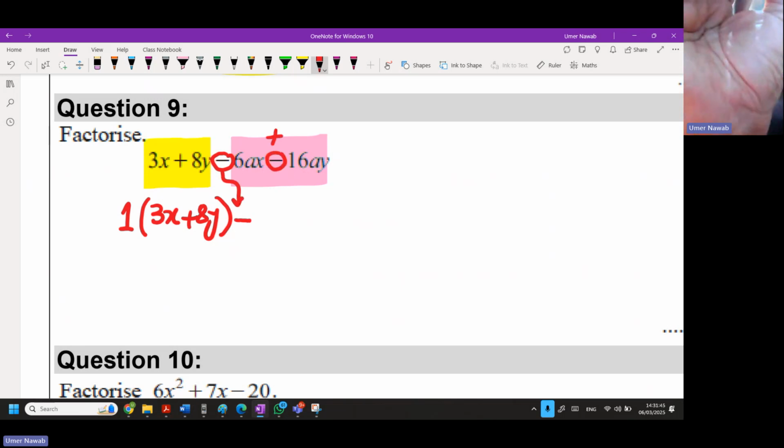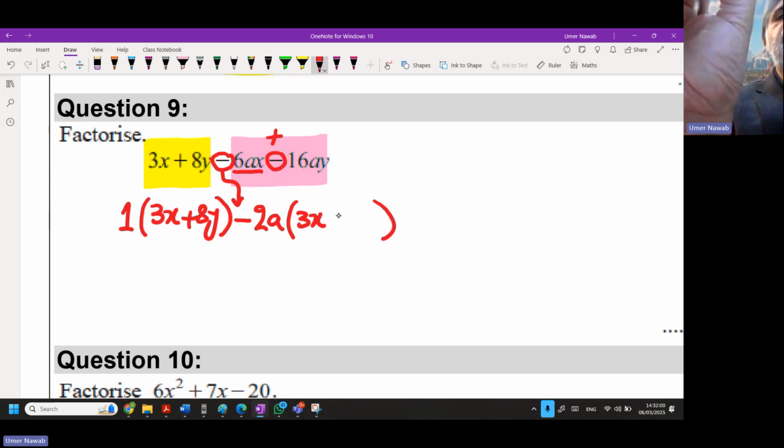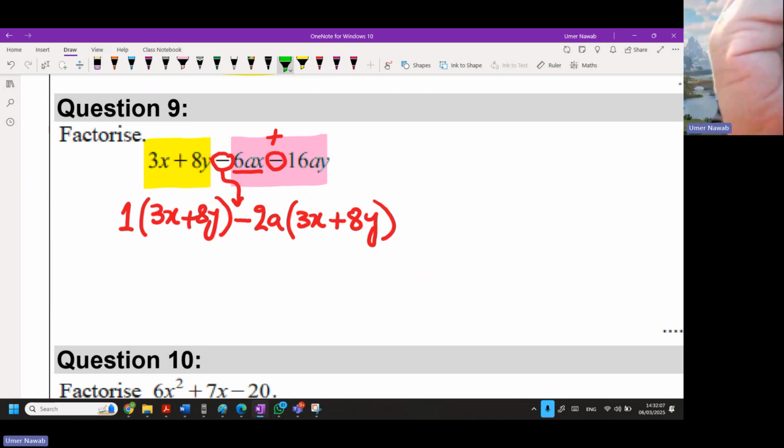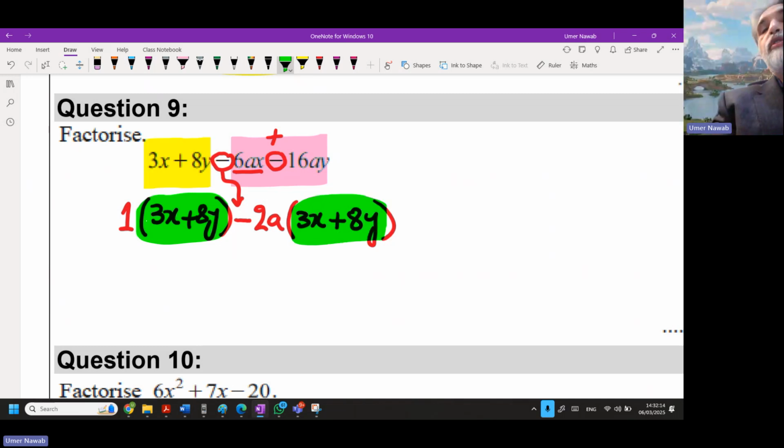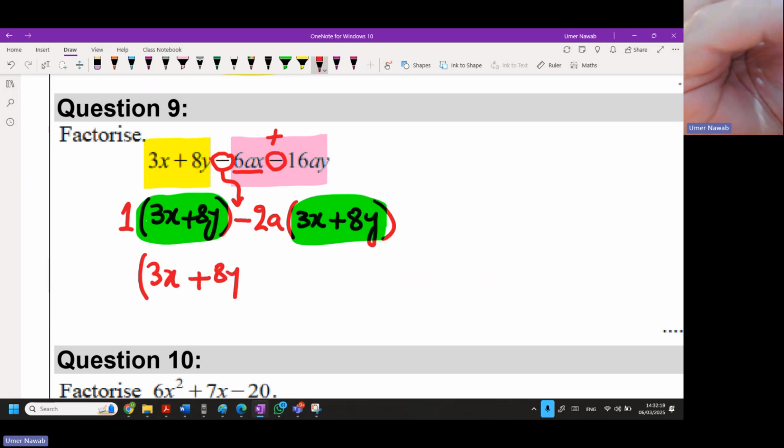And 6ax and 16ay, what is common? 2 is common because 2 is a number which can divide 6 and 16. And a is also common. I'm writing a outside. So out of 6ax, if 2a is out, 3x is left. The minus sign changes to a plus sign. 16 divided by 2 gives you 8, and a is outside and y is left. And the important thing is that if a student has done the factorization, the grouping, correctly, the brackets should be the same. So I see both brackets the same. I'll write this bracket only one time outside.